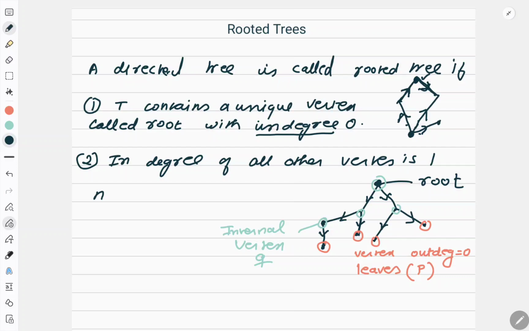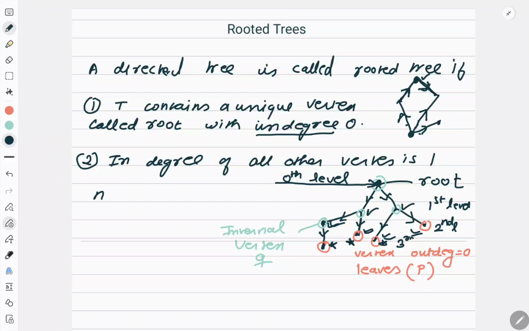Now, apart from this, what else I need to discuss here is the level. What is the level of a rooted tree? The root is always at the 0th level. If you observe this one and this one, they are at the first level. Then this one, this one, this one and this one are at the second level. Then this one and this one are at the third level.